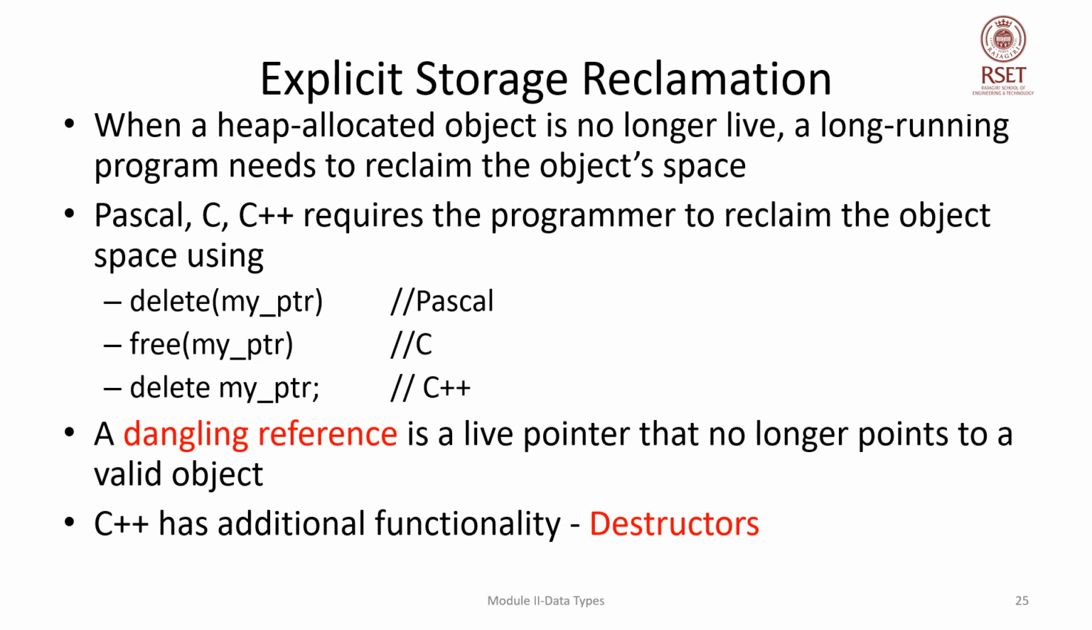Explicit storage reclamation. When a heap allocated object is no longer live, the space occupied by the object has to be freed, or it has to be reclaimed. Now, programming languages like Pascal, C and C++ require the programmer to explicitly state in the program that this object is no longer live and it has to be freed. The commands used for the same are dispose of my pointer in Pascal, free my pointer in C, and delete my pointer in C++. There is an additional functionality in C++ which is called the destructor, which destroys the space taken by an object.